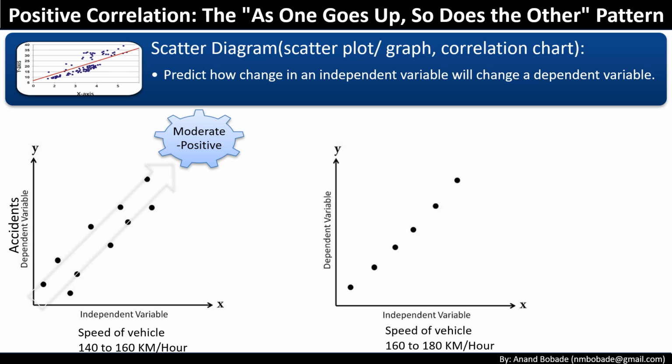Now, look at the second graph, where we're analyzing speeds between 160 and 180 kilometers per hour. Here, the data points are much closer together, showing that as speed increases, accidents increase more rapidly. This is a clear example of a strong positive correlation.